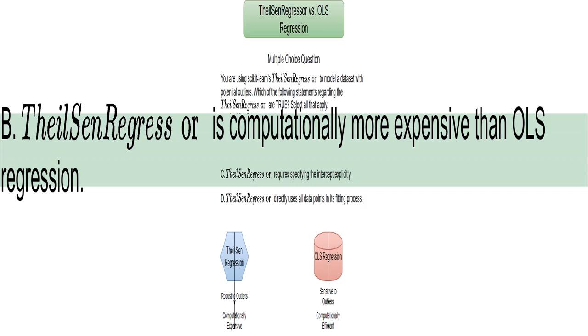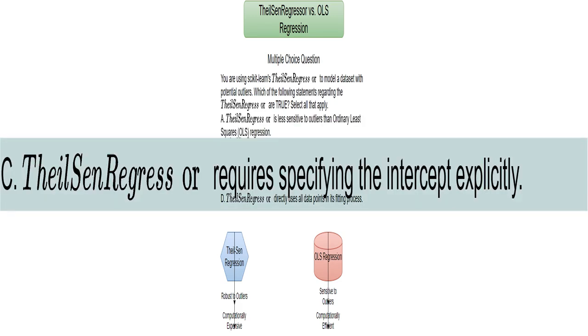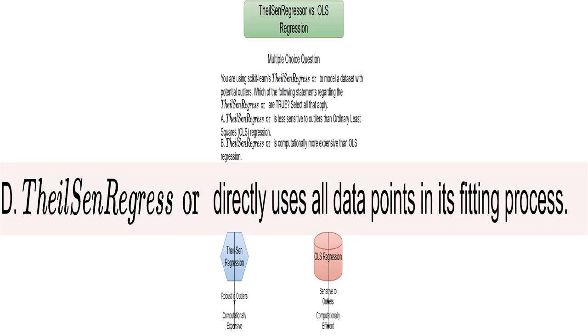TheilSen is slower than OLS because it calculates the median of slopes between all data point pairs, which is more computationally intensive than OLS's direct matrix calculations. No, you don't need to explicitly provide the intercept value. TheilSen automatically estimates it. No, it uses all pairs of points to calculate slopes, then uses the median of those slopes. It doesn't use each point's value directly in a weighted average.